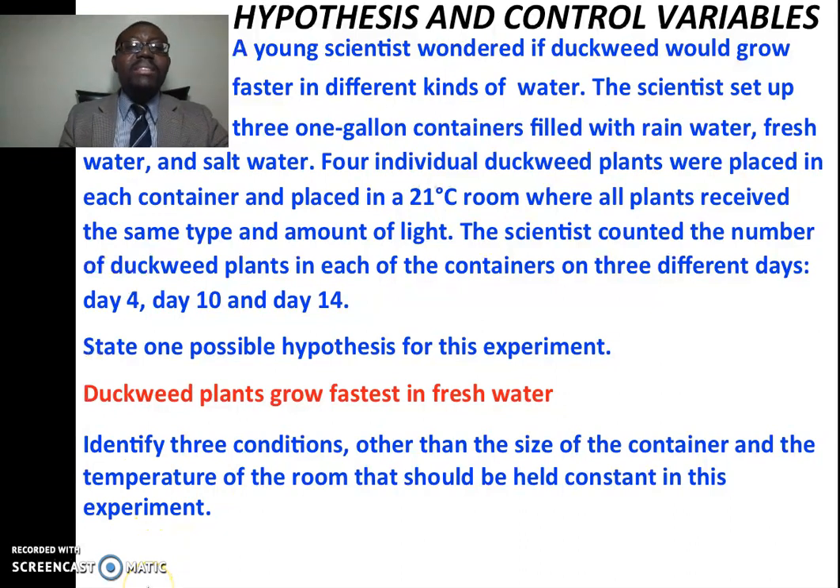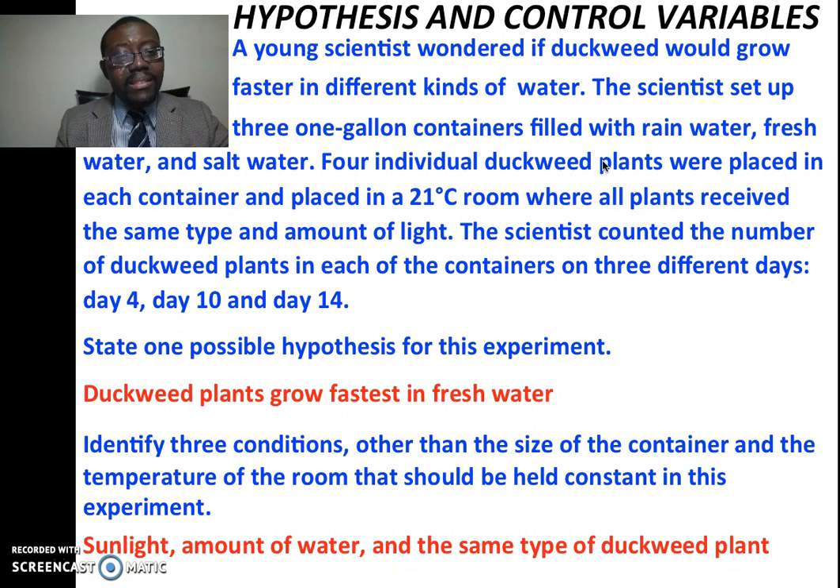So in this experiment, examples of control variables are, remember in this experiment we are testing which kind of water duckweed plants grow in fastest. So you are going to keep everything the same. So the things you keep the same are the amount of sunlight you give to each gallon or each pot of water. The amount of water should also be the same. The same type of duckweed, we are using the same type of plant. So these are some of the conditions that must be kept constant or the same throughout the experiment.